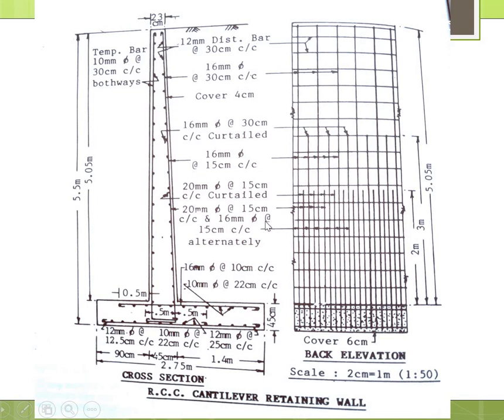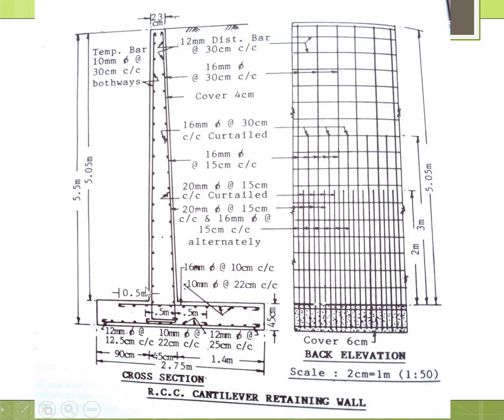So notice this figure. Here the ground is being supported on the right side, and this is your heel portion, and the opposite side is your toe portion. So this part we call the heel of the retaining wall and this part is the toe of the retaining wall. Various dimensions of retaining wall reinforcements are given. The figure on the right shows the back elevation of the retaining wall, that is, the right side's elevation.